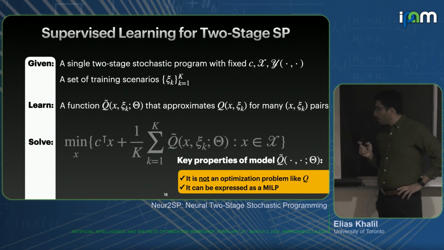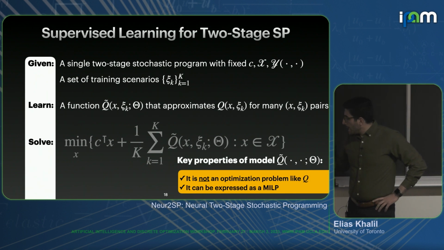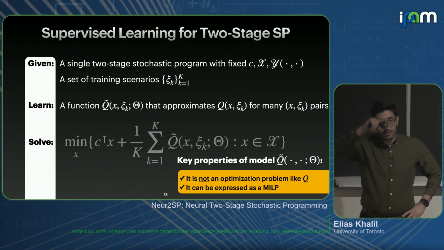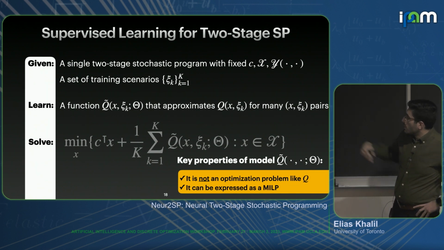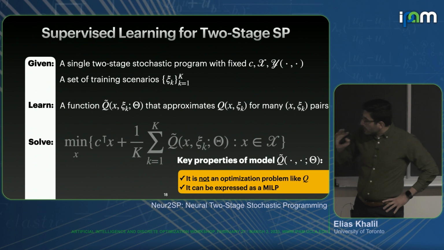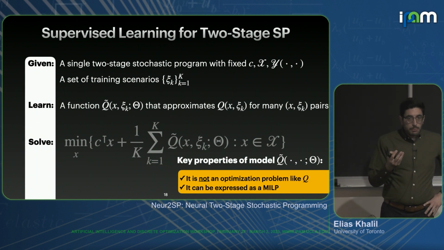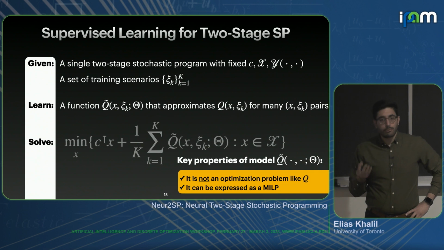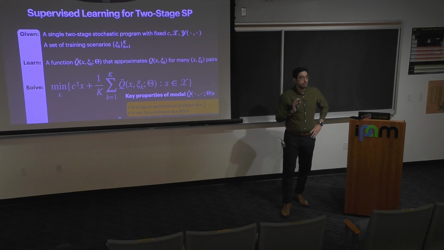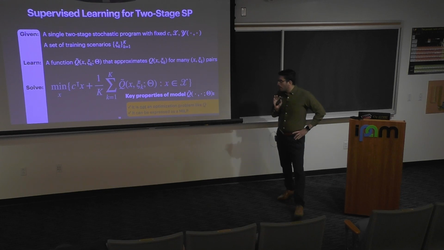So the key properties of the surrogate are, first, that it shouldn't be an optimization problem. Because the issue with two-stage stochastic programming is that you have an optimization problem in the objective of an optimization problem. So our surrogate should not be an optimization problem. And second, this function should be expressible as something we're familiar with and know how to optimize, in this case, say, a mixed integer linear program. It could also be a mixed integer nonlinear program if you have a powerful solver which you're happy with. But for now, we're going to content ourselves with a mixed integer linear program. Any questions on the setup?